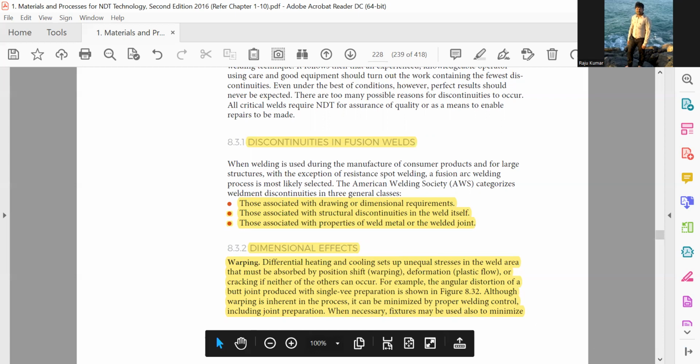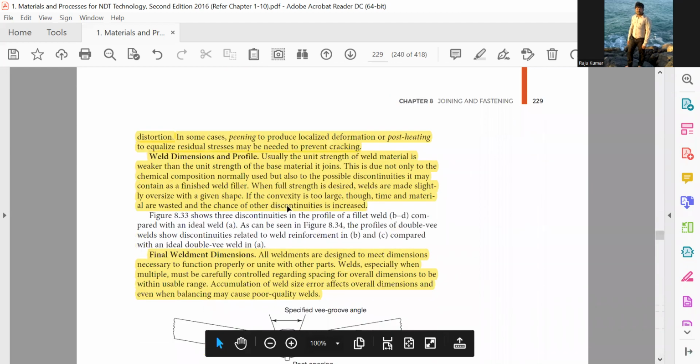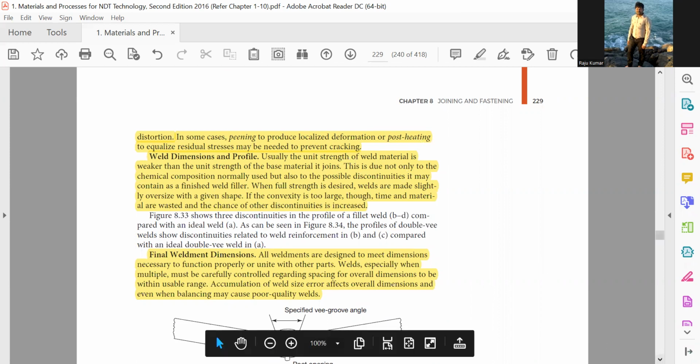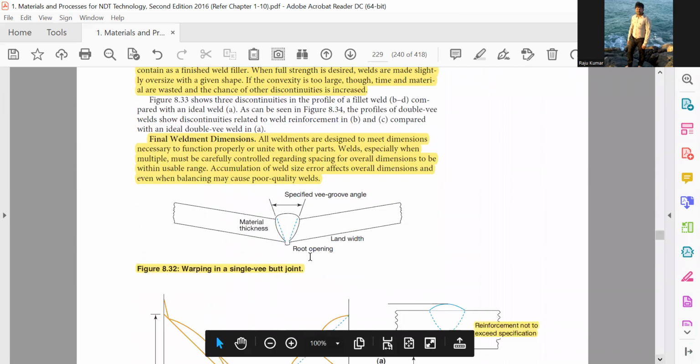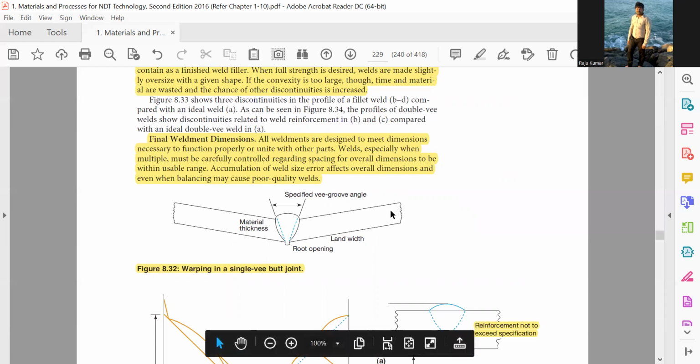Fixtures may be used to minimize the distortion. In some cases, peening to produce localized deformation or post-heating to equalize residual stresses may be needed to prevent cracking. So you can make a double V. The joint design is most important, or else you will get this distortion.